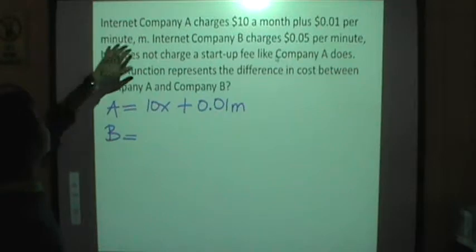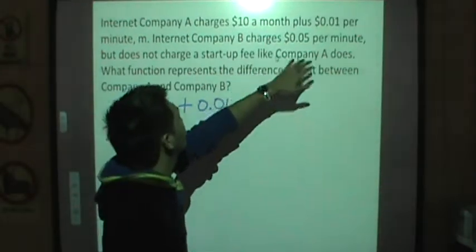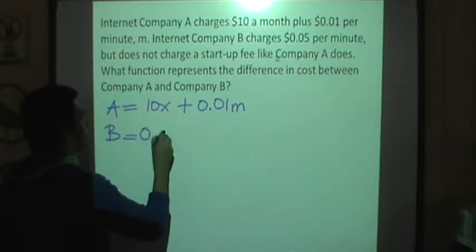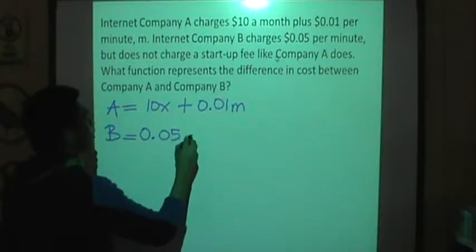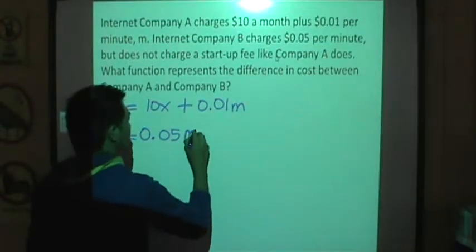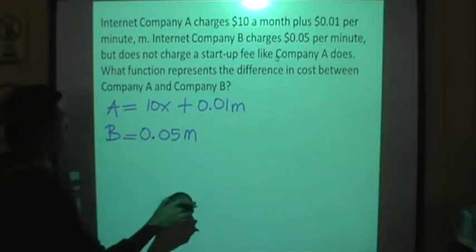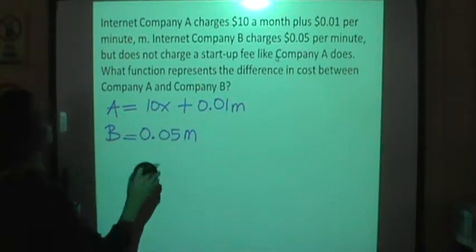Okay, now how about company B? Company B charges 0.05 per minute. Okay, what function represents the difference in cost between A and B? Okay, let's say we're talking about just one month.